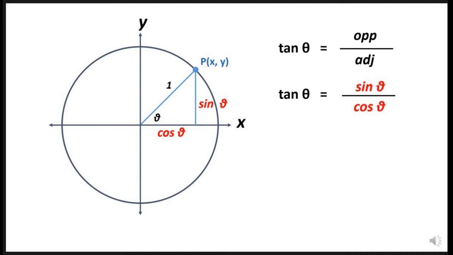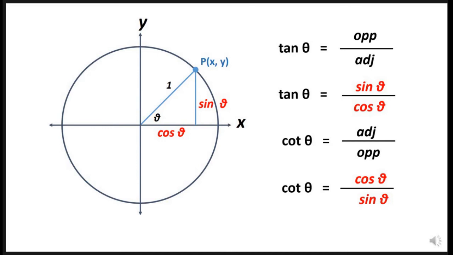Similarly, the cotangent of theta is the ratio of the adjacent side to the opposite side. But the adjacent side is equal to the cosine of theta, and the opposite side is equal to the sine of theta. Therefore, the cotangent of theta is equal to the cosine of theta over the sine of theta. Notice that we are now able to express the tangent and cotangent of our reference angle in terms of both sine and cosine. Let's take the identities of our last two trigonometric functions, the secant and the cosecant.